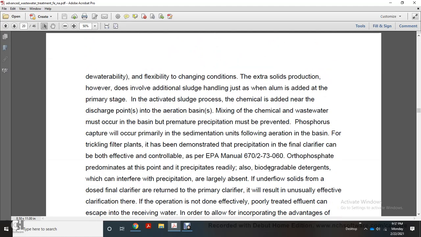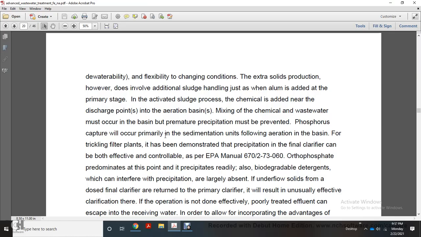Extra solids production, however, does involve additional sludge handling, just as when aluminum is added to the primary stage. In the activated sludge process, the chemical is added near the discharge point of the aeration basin, mixing with the wastewater, and premature precipitation in the basin must be prevented.